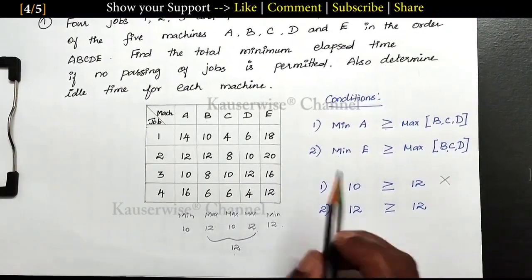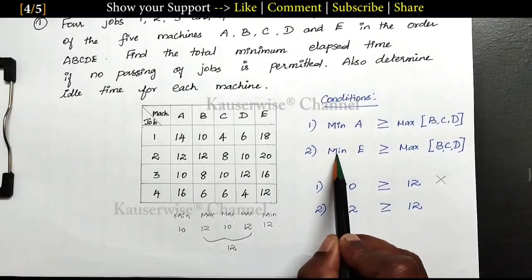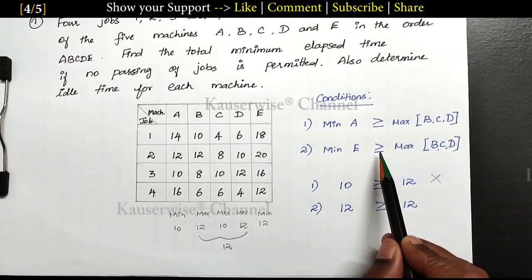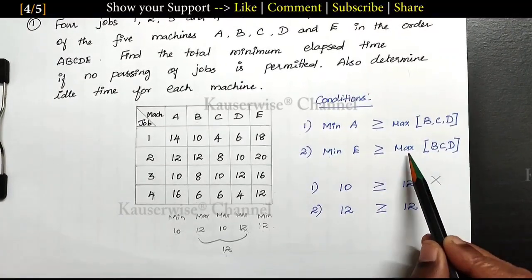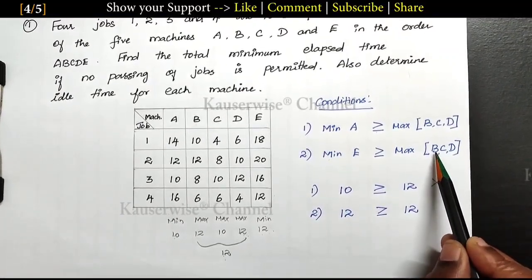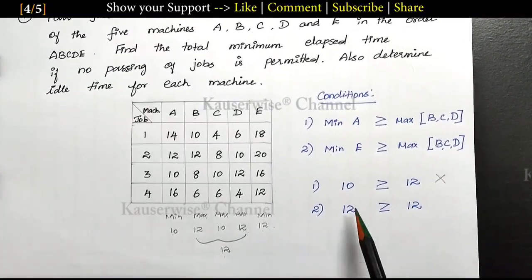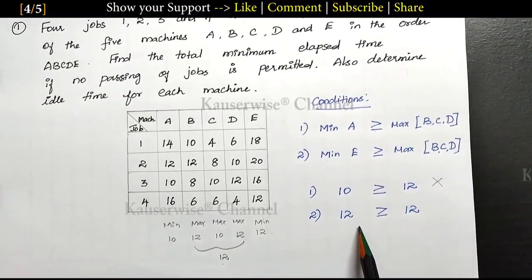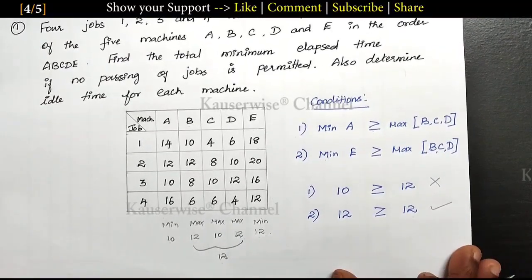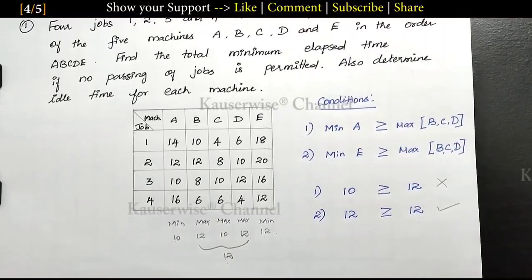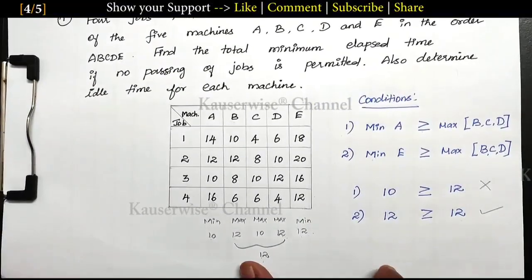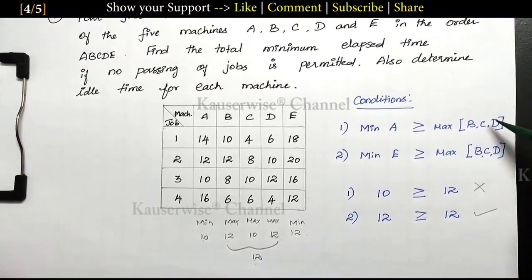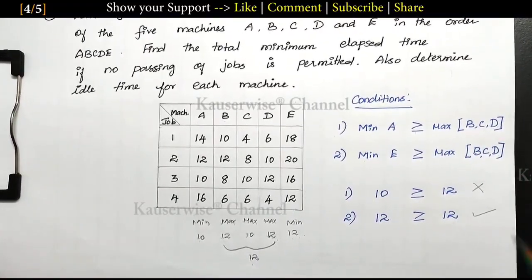Now, let's see the second condition. The second condition is minimum duration of last machine, that is E. How much? 12. Duration is 12. No, the 12 should be greater than or equal to maximum of maximum duration of B, C, D. Maximum is 12. No. So 12 greater than or equal to 12. So both are equal, no. So this particular condition is satisfied. Now you can proceed further. If both the conditions are not satisfied means we cannot solve this problem according to this method. So there is another method to solve the problem if both the conditions are failed. Okay, that we will see in the next video.